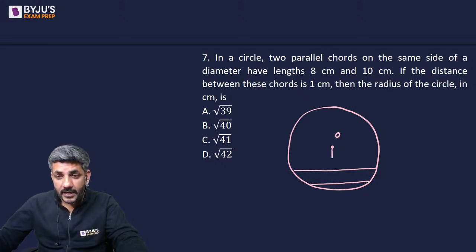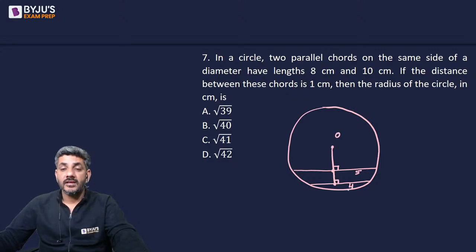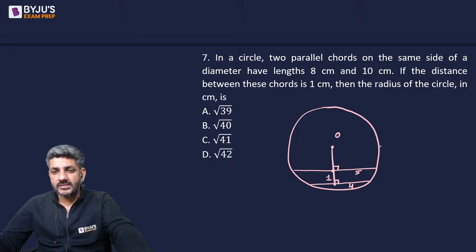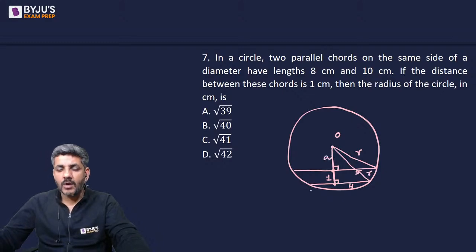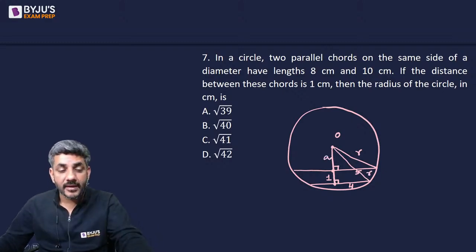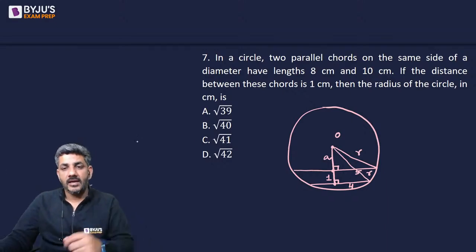If I drop a perpendicular on both the chords, it will divide the chord into two equal halves. That means this length will be equal to 5 and this length will be equal to 4, right everyone? Half of the chord would be 5 there and 4 here. The distance between the chords is given as 1. So this distance would be equal to 1 and this is equal to r, that is the radius. Of course, this would also be equal to r, that's the radius again. And let's call this as a. Now I see that there are two equations that I can make and two variables, which are r and a.